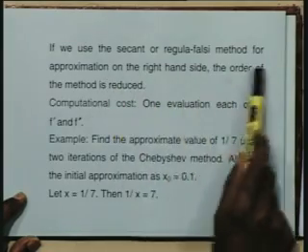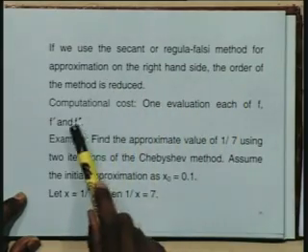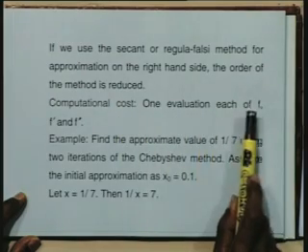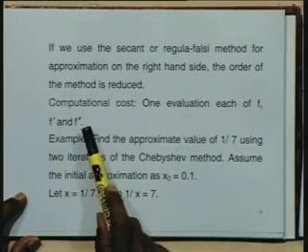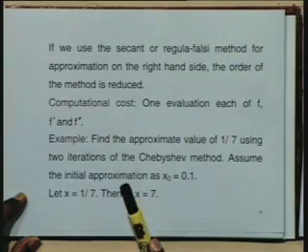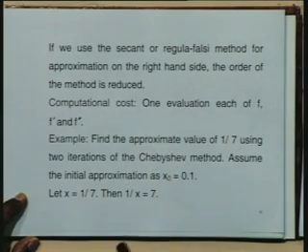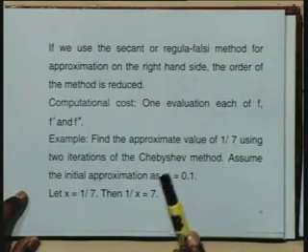Now if you use the secant or regula falsi method for approximation on the right hand side, the order of the method is reduced. Now to again count the computational cost, one evaluation each of f, f prime and f double prime. Therefore there are 3 evaluations that we are having here, compared to the Newton-Raphson method which has got f and f prime, 2 evaluations.